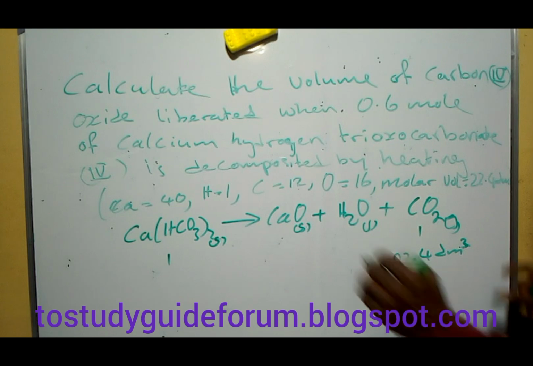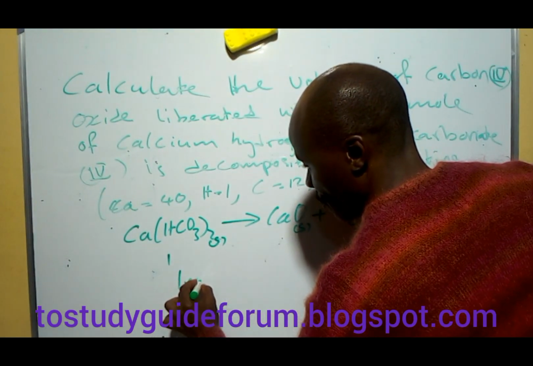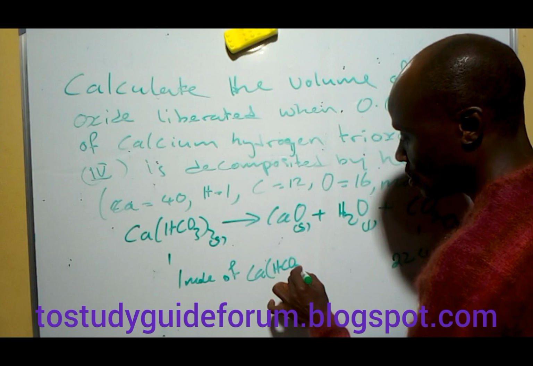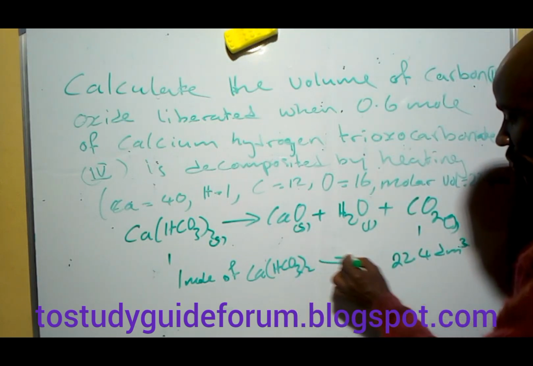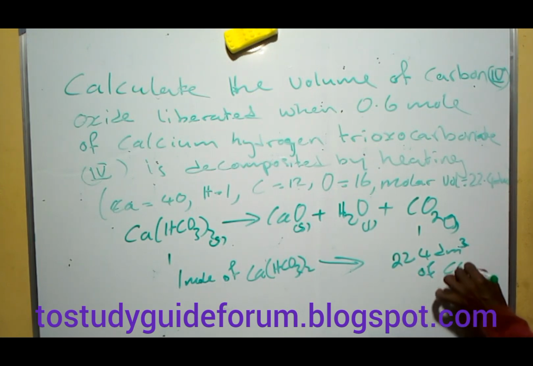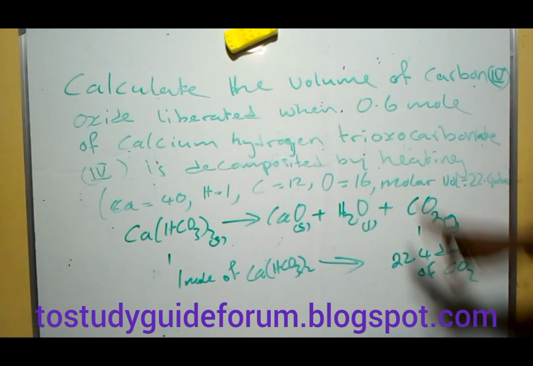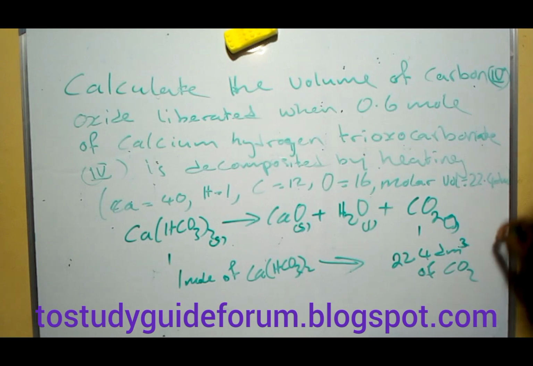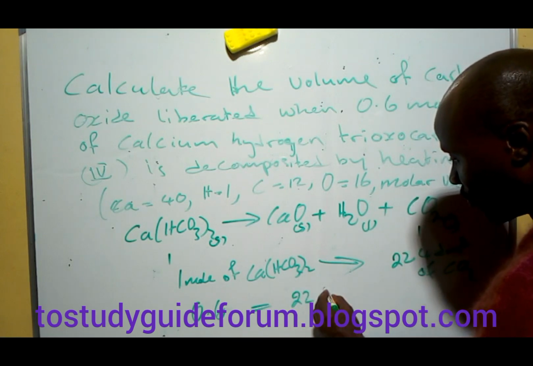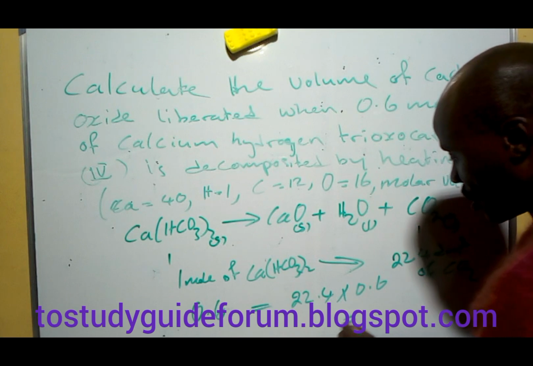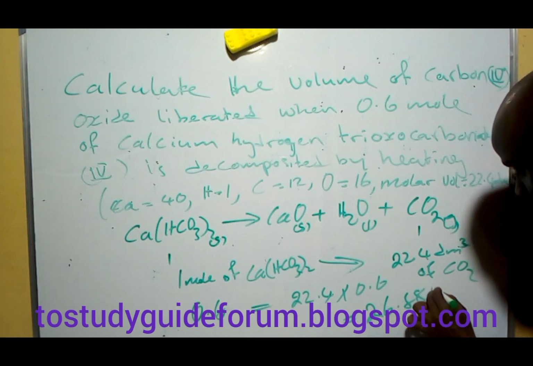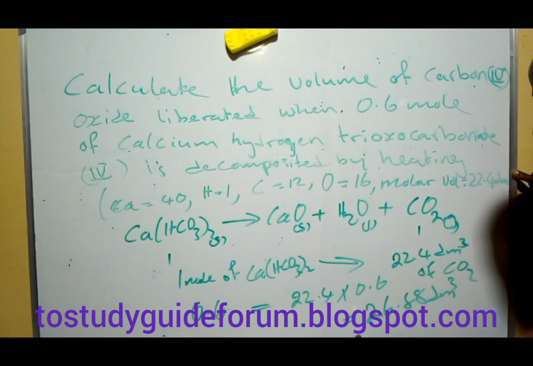So what it means is that 1 mole of calcium hydrogen trioxocarbonate will give us 22.4 dm cube of carbon(IV) oxide. So now 0.6 mole will then be equal to 22.4 times 0.6. That will give us 13.44 dm cube.